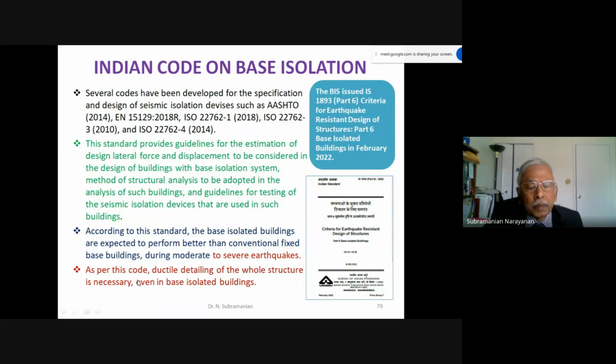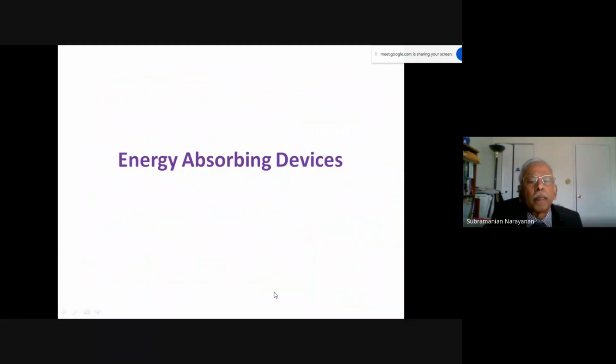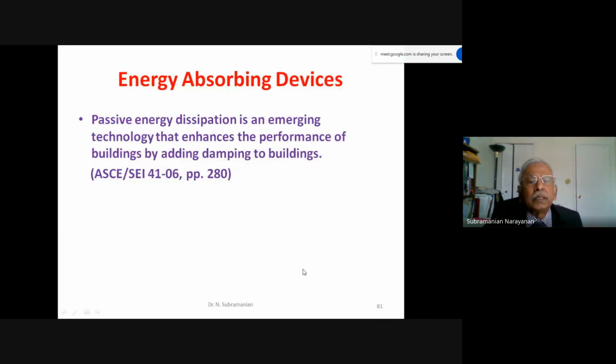But as per this code, detailing of the whole structure is necessary. Ductile detailing of the whole structure is necessary even in base isolated buildings. So we have to remember that ductile detailing is very important in any type of structure. So we will now go to energy absorbing devices.